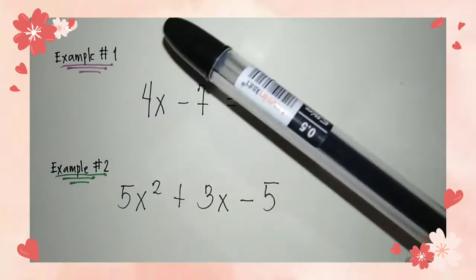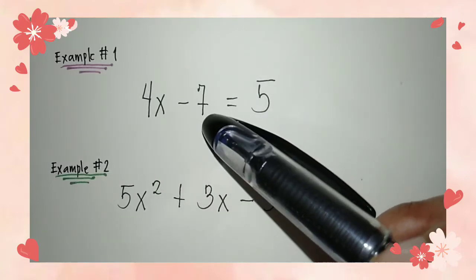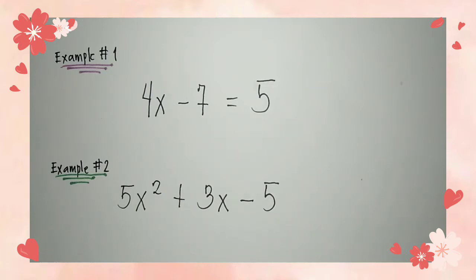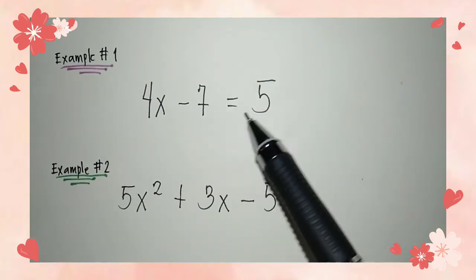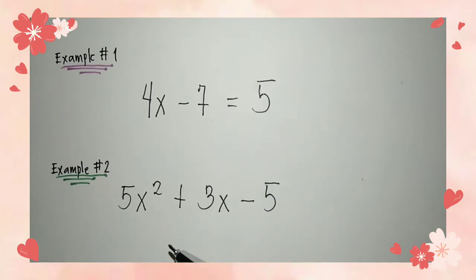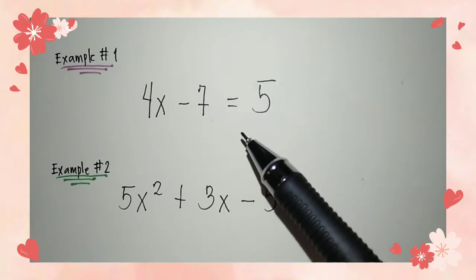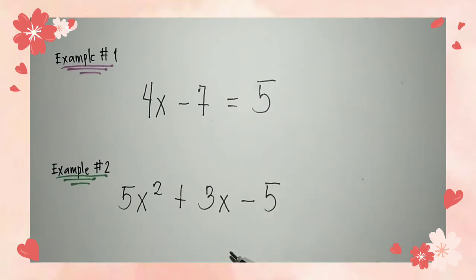So, meron tayong dalawang example. Example number 1 is an algebraic equation. Why is it an equation? Kasi meron siyang equal sign. So, ang tawag sa kanya is algebraic equation, okay? So, example number 2, we have algebraic expression. So, expression lang to kasi wala siyang equal, okay? So, kapag may equal na equation, kapag wala, expression pa lang, okay?